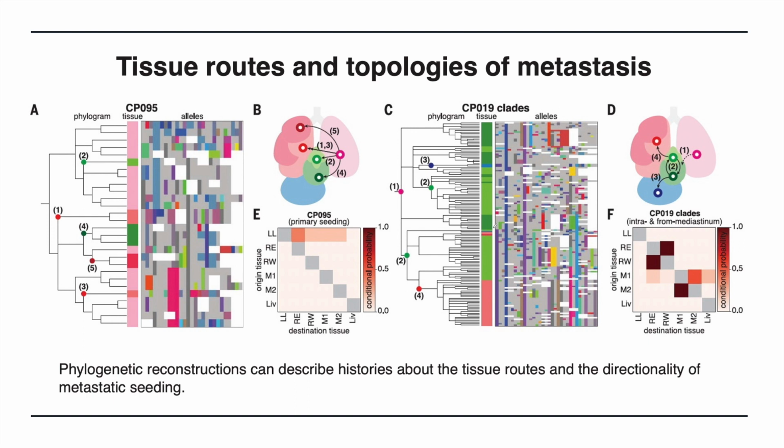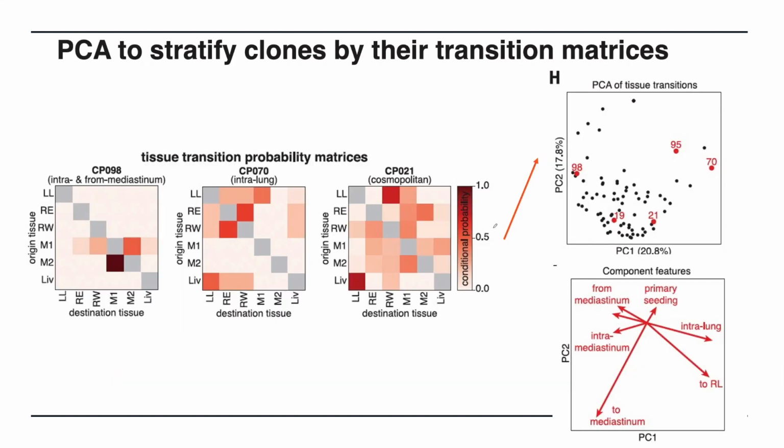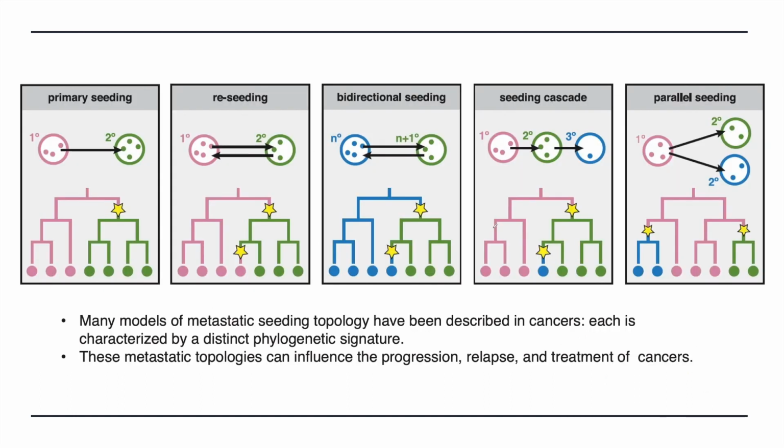So by combining this matrix, they can generate a PCA that displays the metastatic property of each clone. For example, clone 19 is grouped with clones that are more likely to transit to the mediastinum and distribute to other tissues later. And clone 95 represents the clones that only reside in the lung. After combining all this information together, they can tell that all previously proposed metastatic seeding topologies can be found in a single cancer model, such as primary seeding, reseeding, seeding cascade, and parallel seeding.